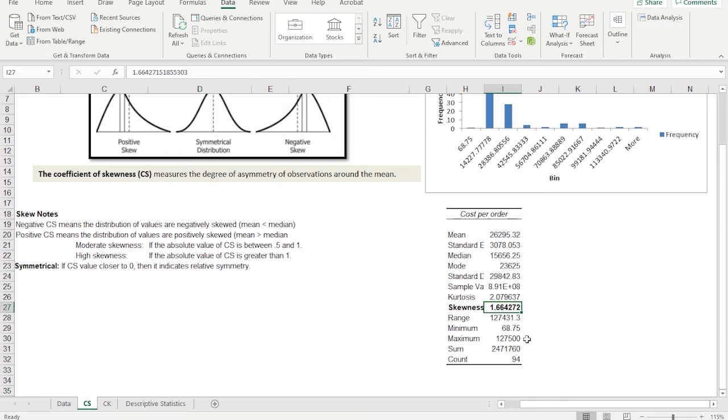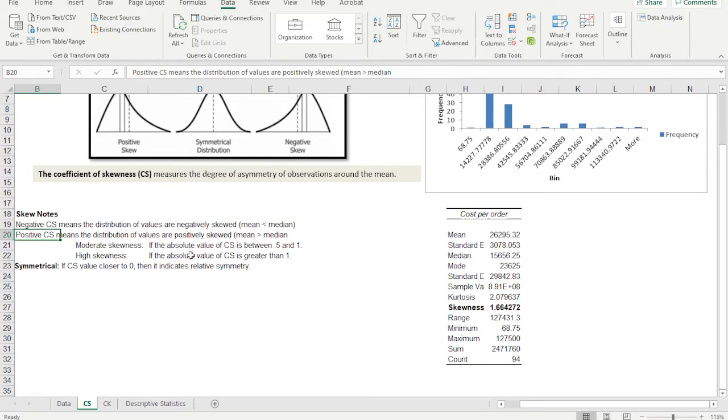Is it moderately skewed? Then I would need to focus my attention on the legend. So I have some notes right here. And here it says if I'm dealing with a negative coefficient of skewness, then it's going to be negatively skewed. Another way to say it's negatively skewed is by saying that the mean is less than the median. And for a positively skewed distribution, the mean is greater than the median.